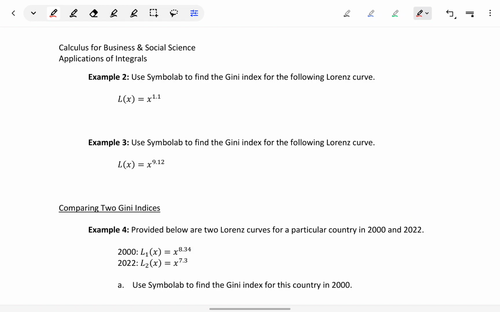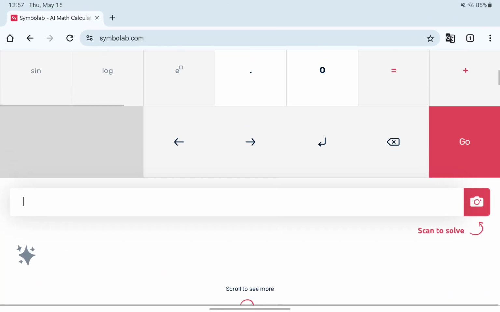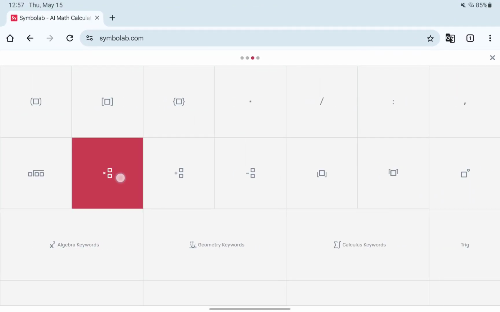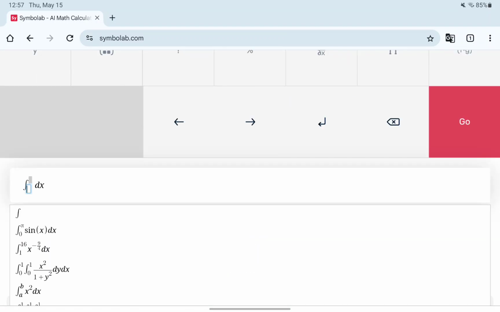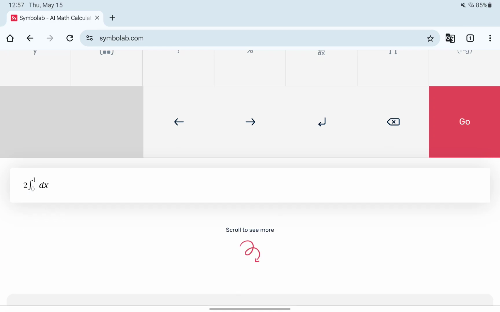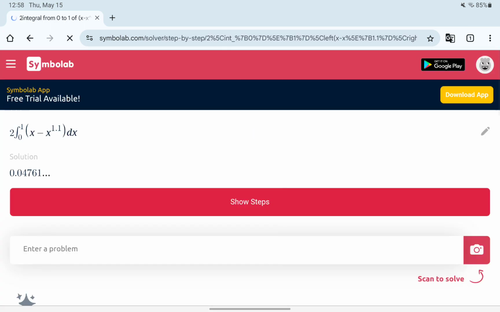In examples 2 and 3, we can look at actually calculating that Gini index for a given Lorenz curve. To do that, we'll need the definite integral tile. And we need to make sure out in front of that, actually I should have done this first, that we multiply by 2. We'll always take x and then minus whatever Lorenz curve we're given, in this case x to the 1.1, and evaluate that. In this case, we get a Gini index of 0.04761.